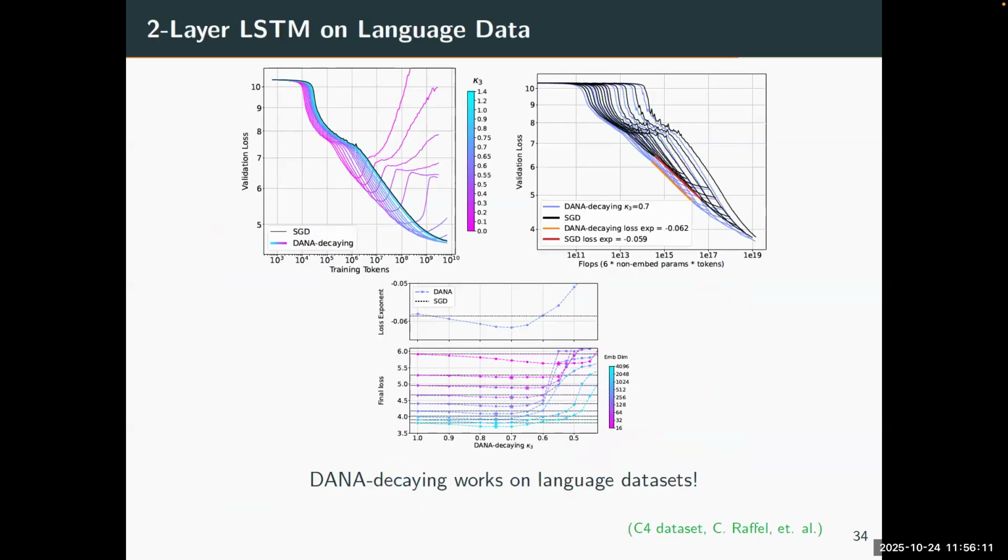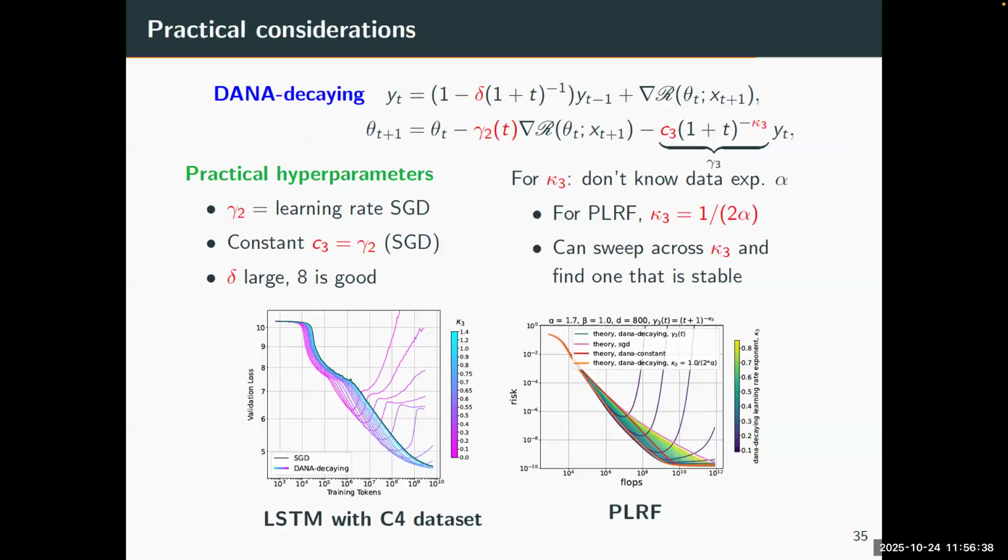I also just wanted to end because I did want to get to this. Of course, this is super cool because you ask, can you actually do this on real data? Does this actually work? So we tried this on a 2-layer LSTM on some language data, and it sort of works. Here we were just comparing with SGD. Here we're doing SGD in the black. Here's where you do a momentum scaling, and you can see it does improve, which is kind of fun. So it also mimics a lot of the behavior that you see in the power law random features model.